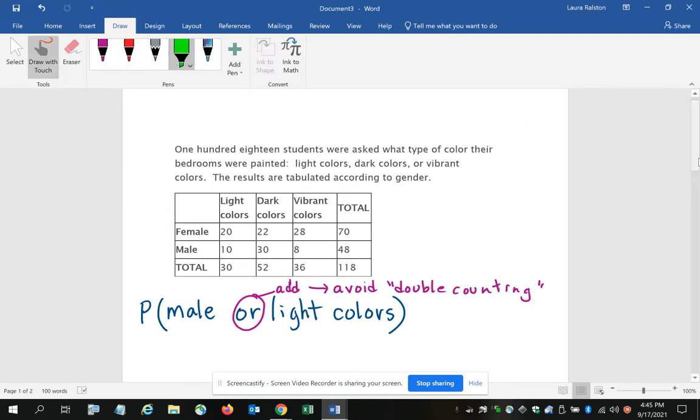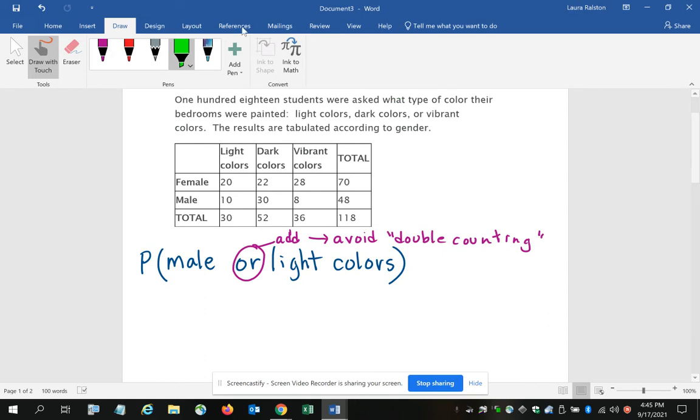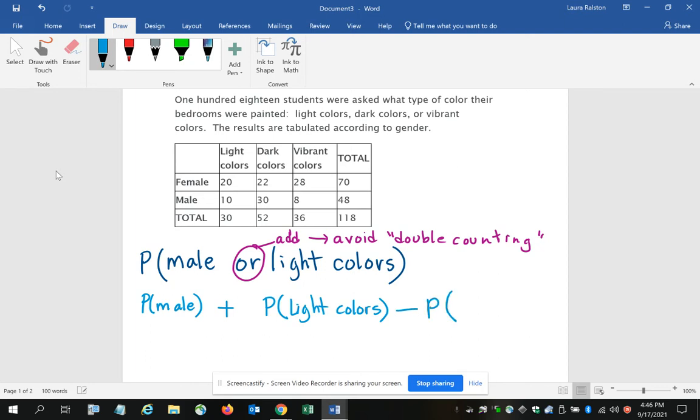So if you want to look at it from a formula perspective, we would have to figure out the probability of being male, or, which means add, the probability of light colors. But then I have to subtract off the probability that they're male and have light colors at the same time. And let me see if I can help you figure out why we do that.